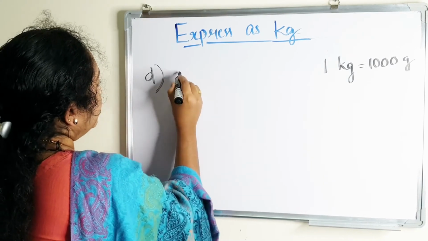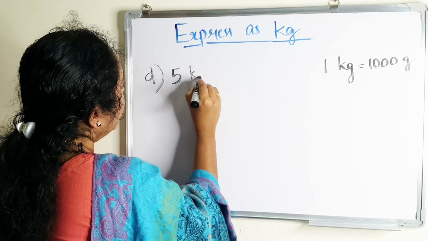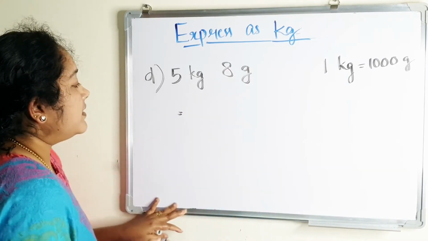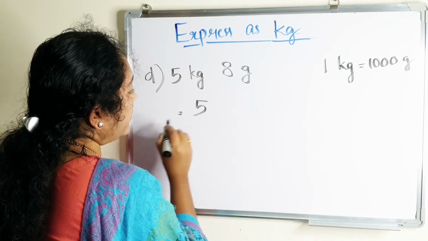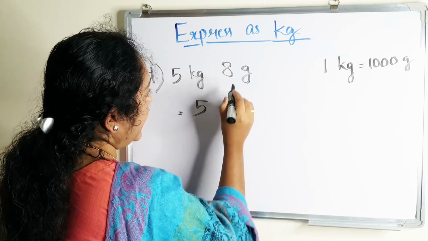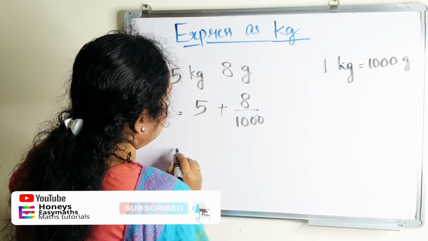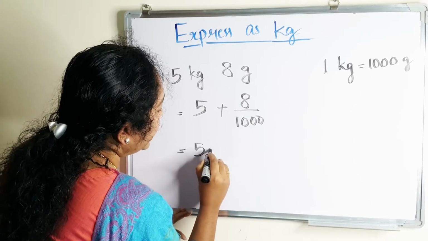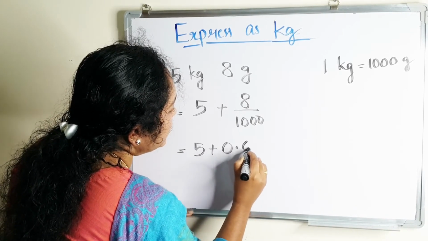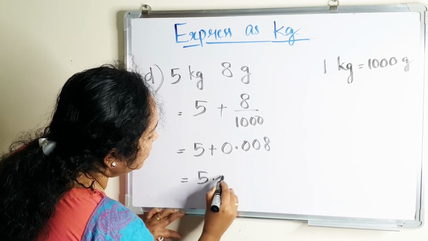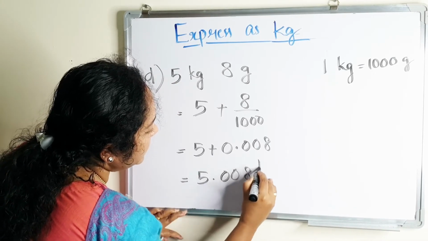Next question. 5 kilogram 8 gram. That is equal to 5 kilo means 5 plus 8 gram means 8 by 1000. That is equal to 5 plus 0.008, which is equal to 5.008 kilogram.